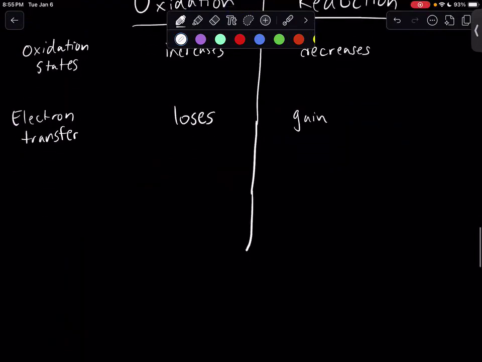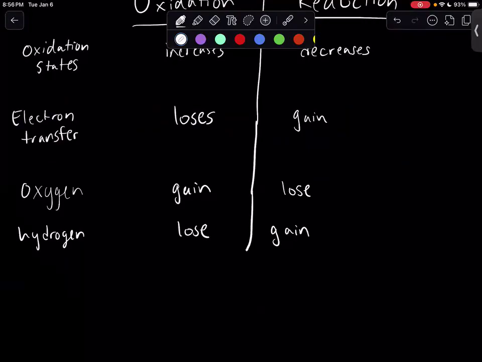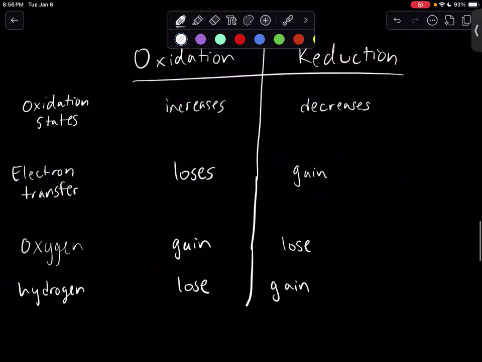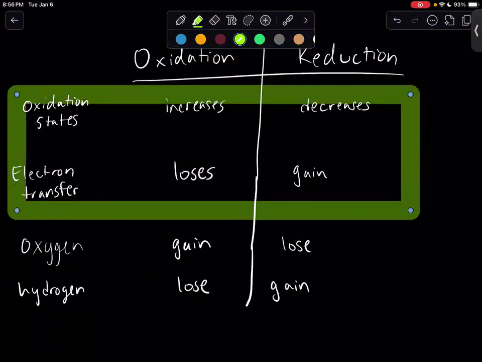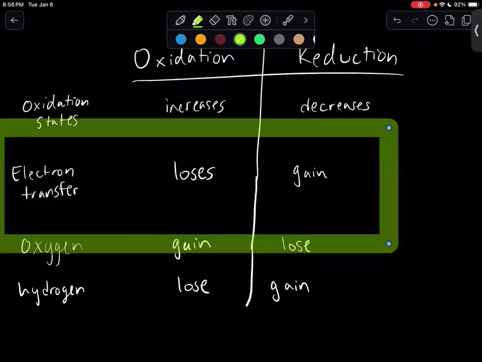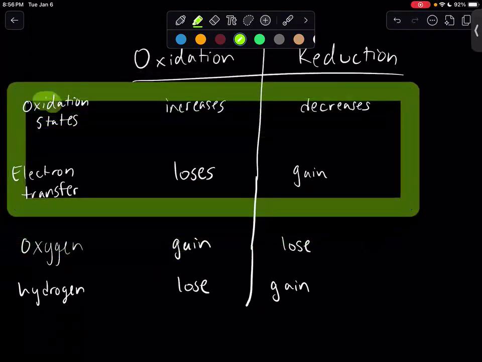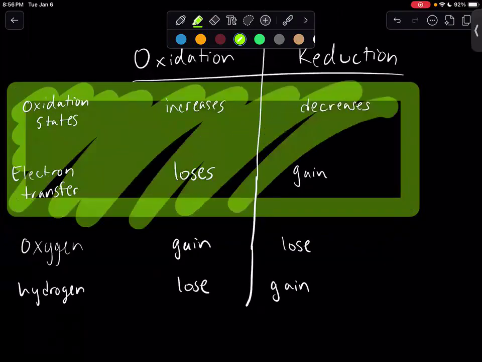The last two are older definitions where the word oxidize comes from. If we're looking at oxygen transfer, if we gain oxygen, we oxidize. If we lose oxygen, we reduce. Or with hydrogen, the exact inverse. If we lose hydrogen, we oxidize. And if we gain hydrogen, we reduce. Now, once again, I will repeat that we will most often use these definitions right here. And so I'm going to focus on that for the remainder of the lesson. So I'll just highlight these.